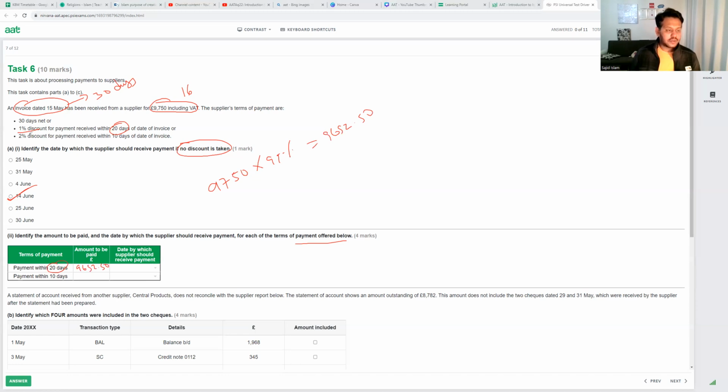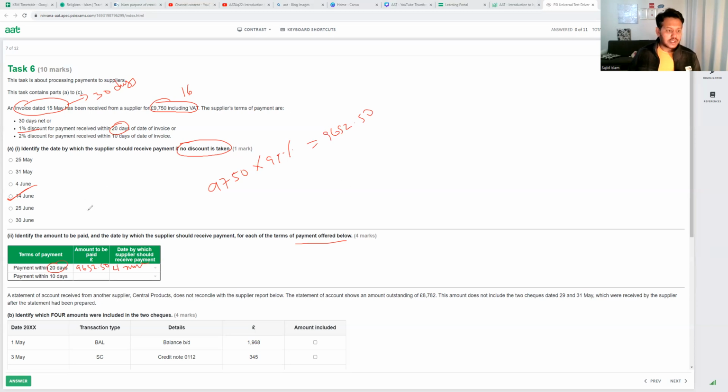So 20 days, I have to count from the 15th of May, the next 20 days. So if we count that, that will be 4th of June. So 4th of June, I need to make the payment within 20 days. So that will be 4th of June.